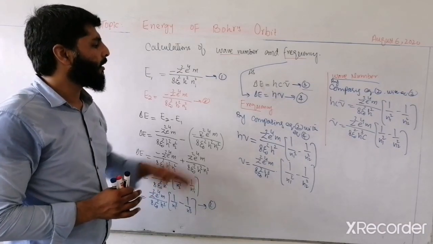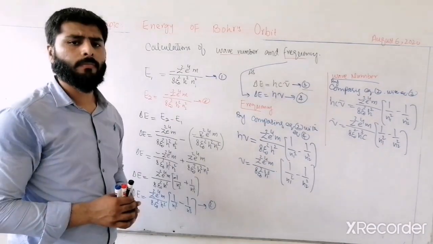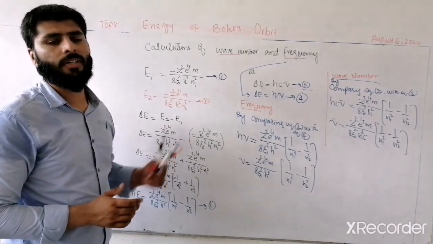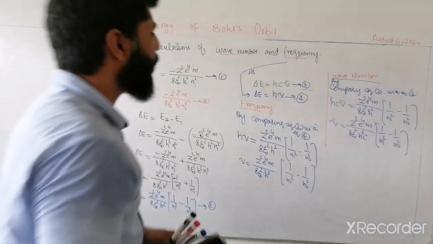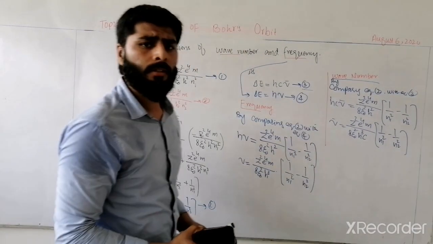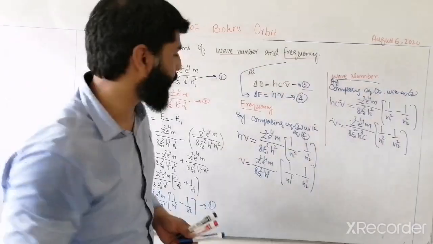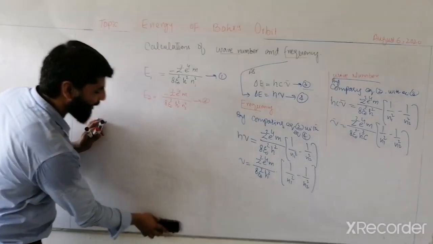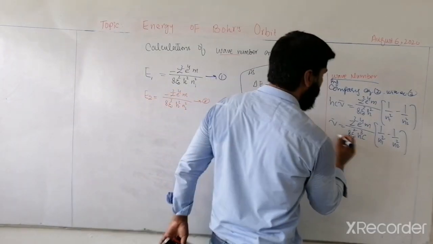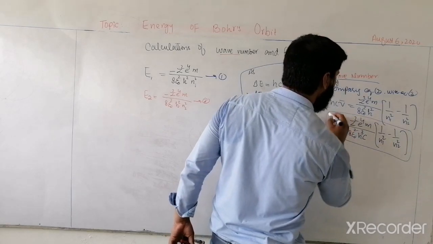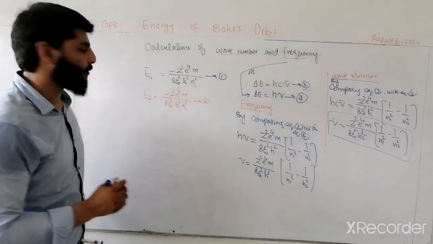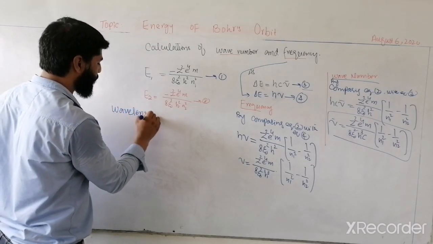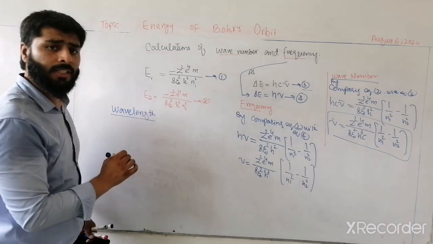You can easily find frequency and wave number between different energy levels or of different energy levels. Now students, you can also find the wavelength. How can you find the wavelength? In order to find the wavelength of the revolving electron, you can simply use this equation for wavelength.